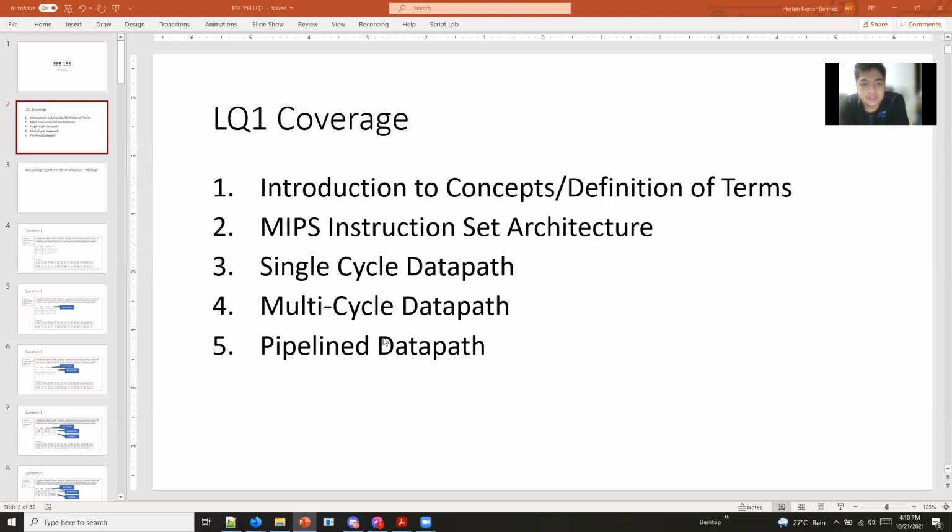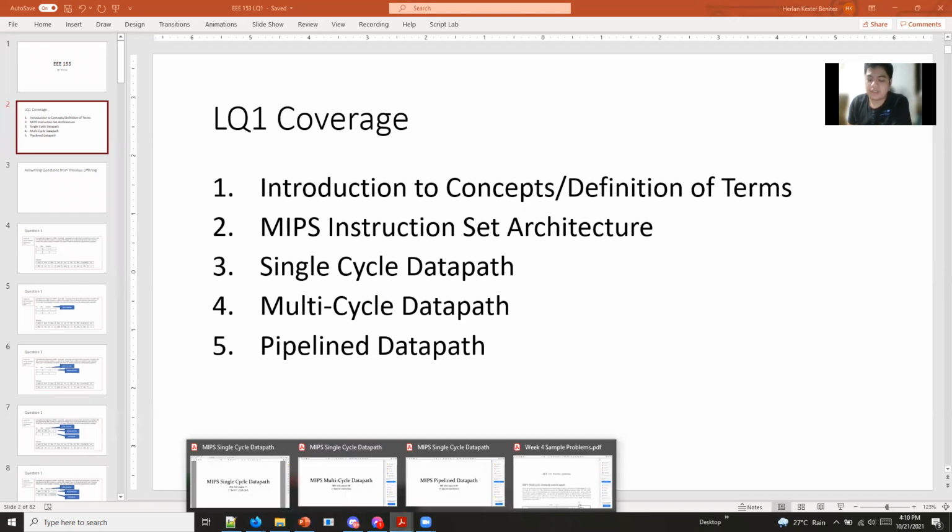So for the first one, I think kaya naman ng mag-go over na lang kayo sa mga materials, more or less definitions lang naman sila. So basa-basa na lang sa slide. So for the MIPS instruction set architecture, gusto kong i-build up yung structure ng ating review. Parang papakita ako ng short review on the specific topic and then some sample problems afterwards.